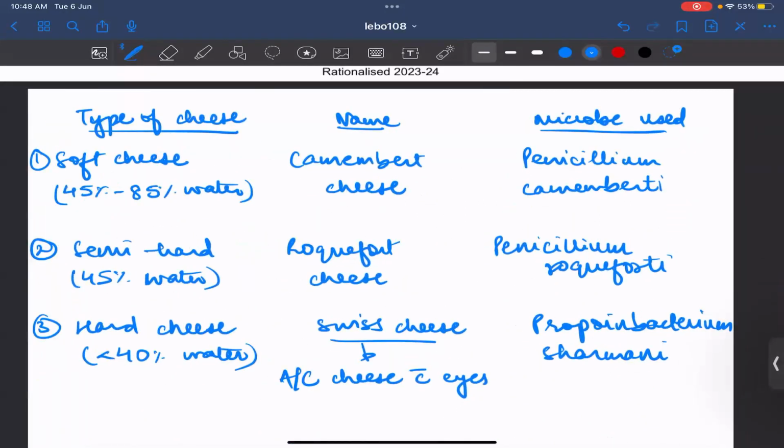First is soft cheese, which has 45% to 85% water. The name is camembert cheese, and the microbe used is Penicillium camemberti. Then next is semi-hard, which has 45% water. It is called Roquefort cheese, and the microbe used is Penicillium roqueforti. Next is hard cheese. It has less than 40% water. It is called Swiss cheese and also called cheese with ice. Why is it called cheese with ice? Because it has large holes in it. Those large holes are due to production of CO2. And the microbe used is Propionibacterium sharmanii.